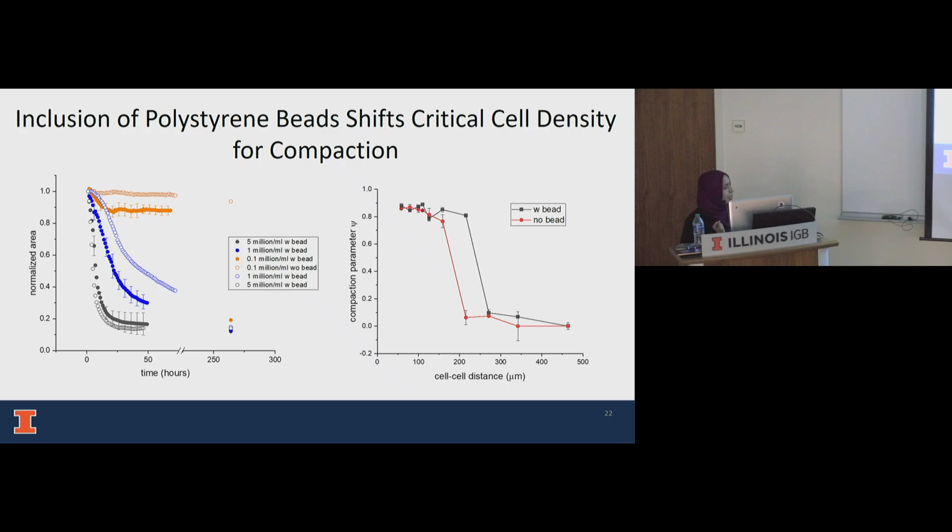So this gives us the evidence that this whole compaction process, this mechanical feedback loop, is actually governed by mechanical signaling and the dynamic cell-ECM mechanical crosstalk. So then it led to the next question.